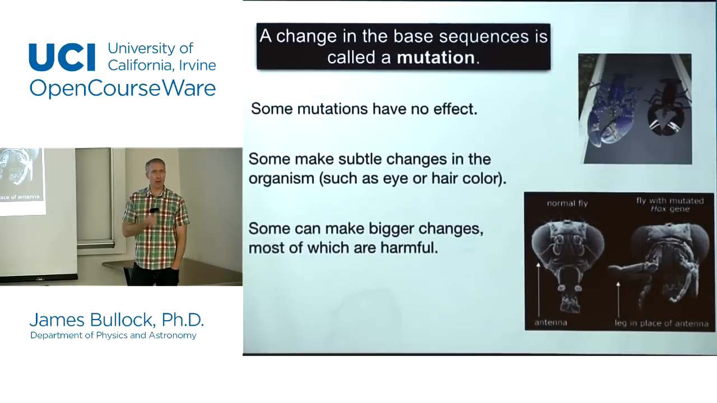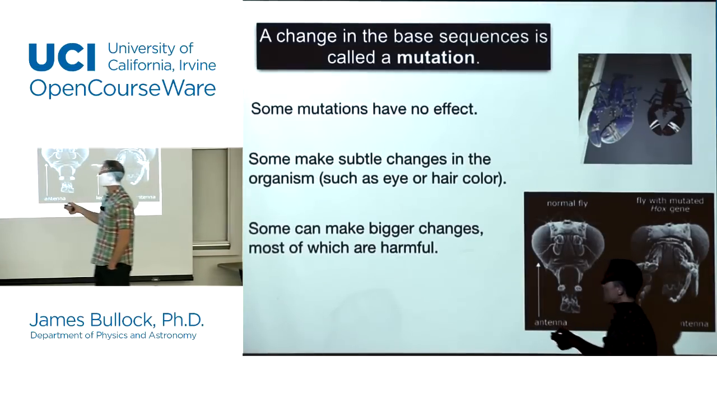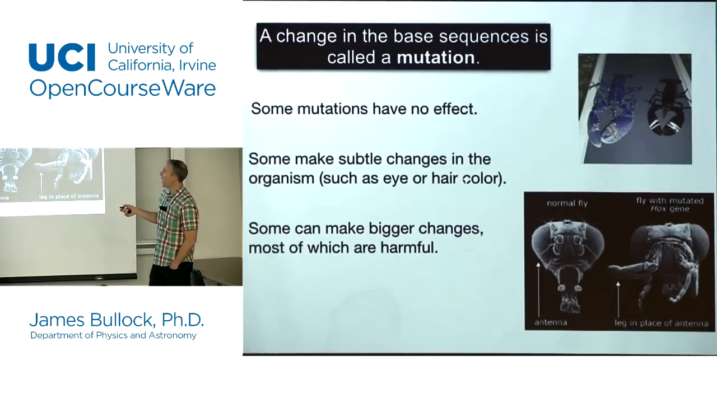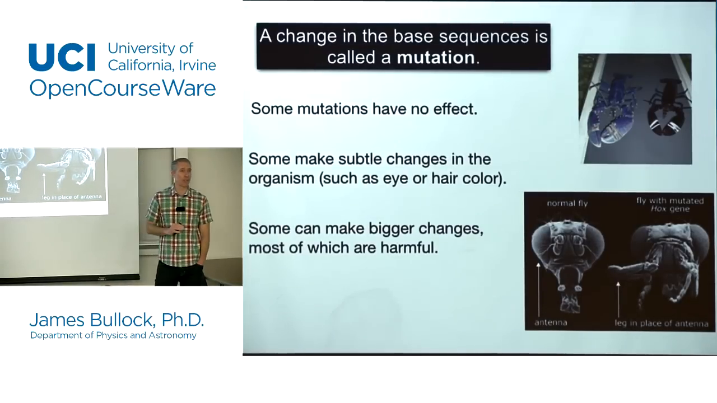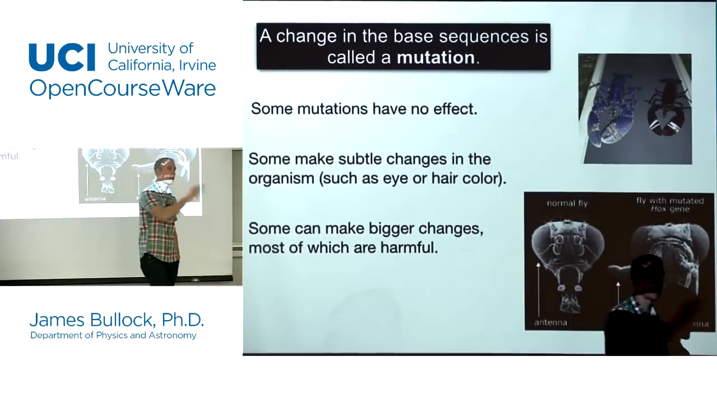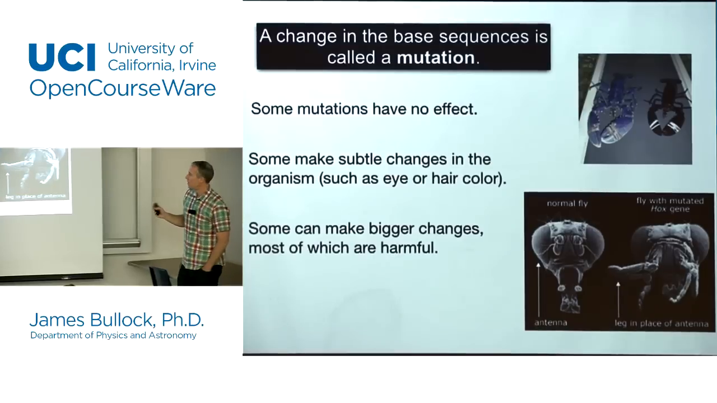But sometimes these errors, which are called mutations, change things. Sometimes there's no effect, but sometimes you can make a subtle change in the organism. For example, you could change eye and hair color by some kind of weird mutation. People with blue eyes, somewhere along the line, there was some weird mutation that happened and blue eyes happened, for example.